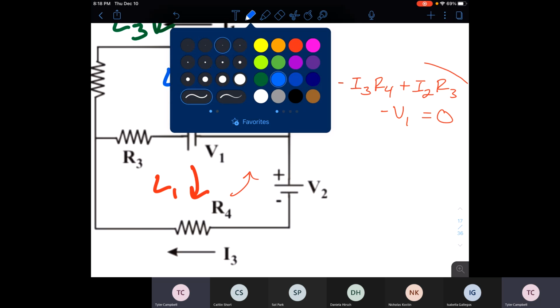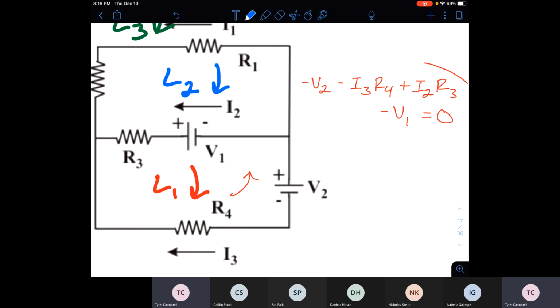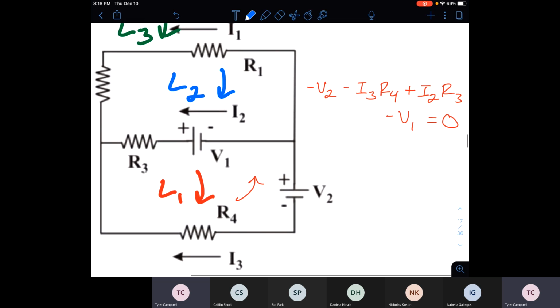All right, so that takes care of loop 1. But remember, we still have 2 loops to go. So we'll go into L2, and I'll pick up the pace a little bit this time because hopefully we've established some conventions. I will start up here in L2, meaning that the first element I hit is that V1, that battery. Different than before, I'm now going from the negative end of the battery to the positive end, meaning I've gained voltage in this case. So I would have a positive V1 there.